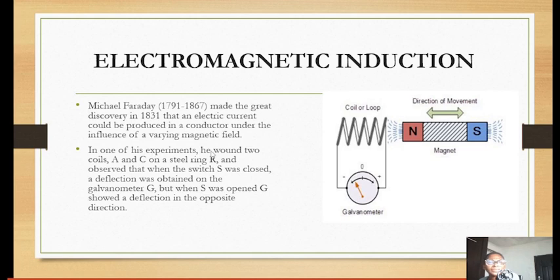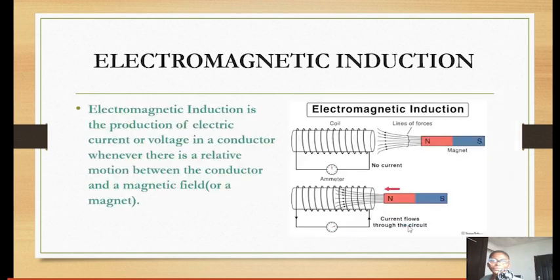In one of his experiments, he wound two coils A and C on a steel ring. You can see it, and he observed that when the switch S was closed, a deflection was obtained on the galvanometer, but when S was opened, G showed a deflection in the opposite direction.